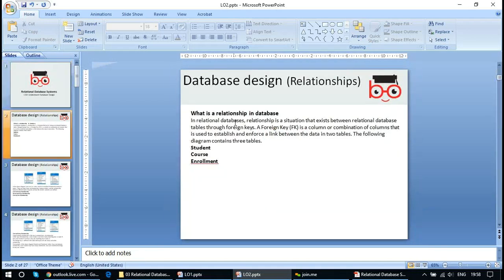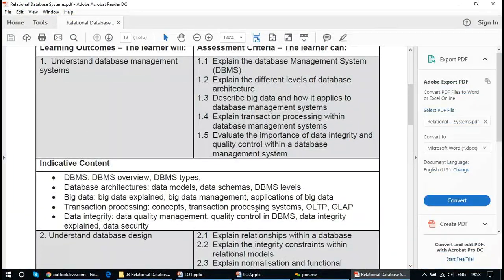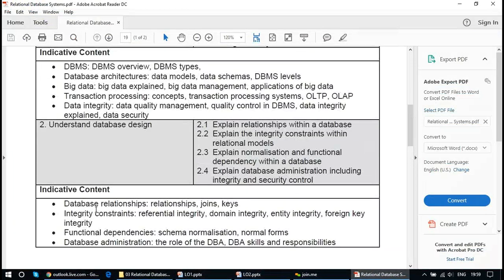So what is the relationship in a database? We talked about a relationship in a database. If you could recall, we are here now: learning outcome 2, database relationships, joins, keys, integrity constraints. It was talking about integrity. Integrity constraints are applied using referential integrity, domain integrity, entity integrity, foreign key integrity, then functional dependencies, database administration.